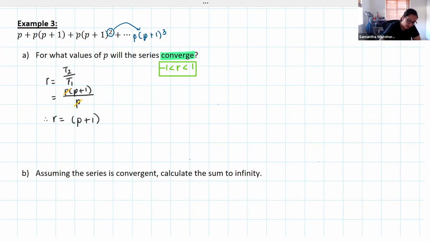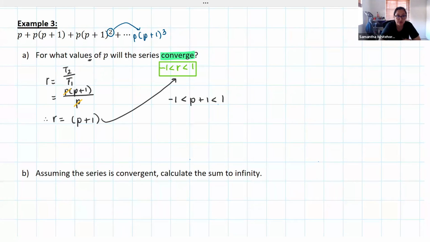Now that we know what R is, all we need to do is substitute it into that range. That is it. It's asking for what values of p, so there'll be a range because that wording gives me a hint. I know what R is. Yes, it's in terms of p, but that's fine. I'm just going to solve an inequality in terms of p. So -1 is less than p plus 1, which is less than 1. That's all I'm doing. I found R and now I substitute it into that range because I know that that is where the series will converge.